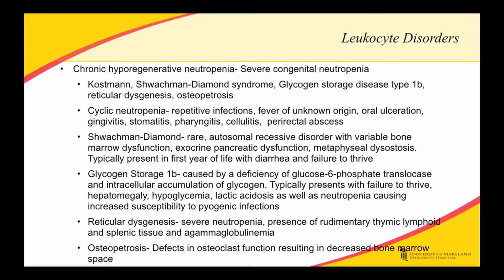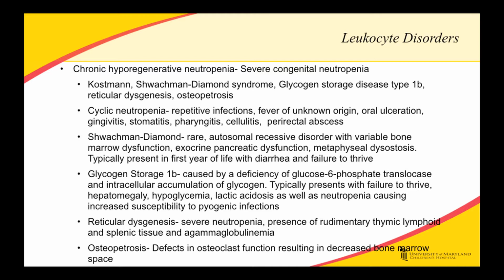Glycogen storage 1b causes a deficiency of glucose-6-phosphate translocase and intracellular accumulation of glycogen. This typically presents with failure to thrive, hepatomegaly, hypoglycemia, lactic acidosis, as well as neutropenia, causing increased susceptibility to pyogenic infections. And then you have reticular dysgenesis, where they can have presence of rudimentary thymic, lymphoid and splenic tissue and agammaglobulinemia. So it's not uncommon for me to do screening immunoglobulins when I have a neutropenia evaluation.